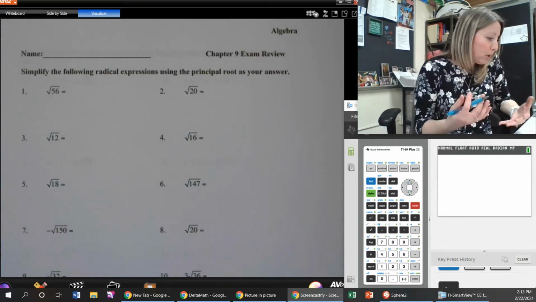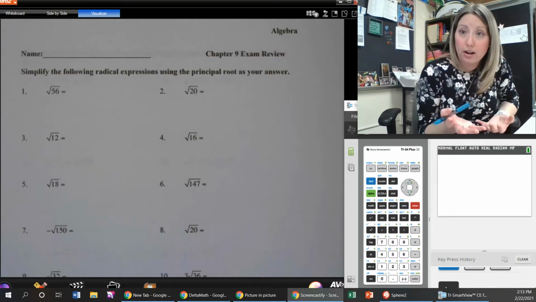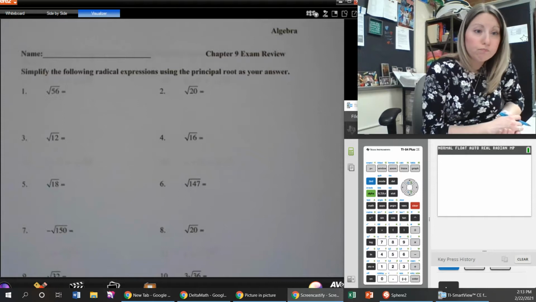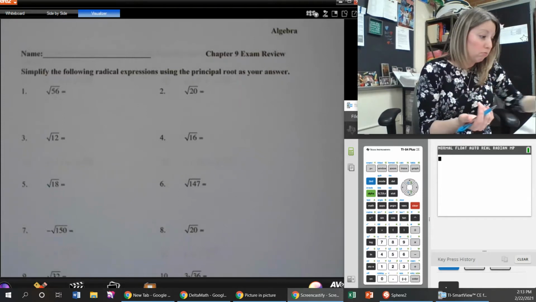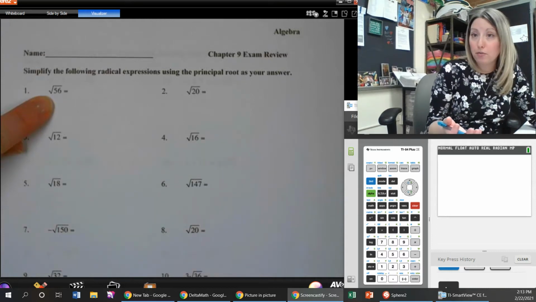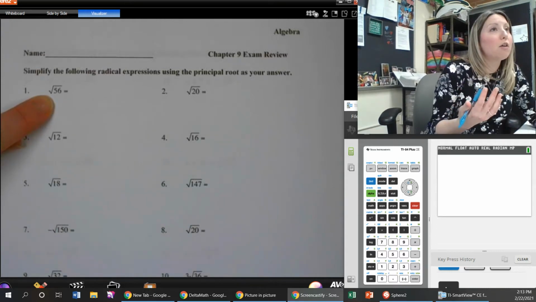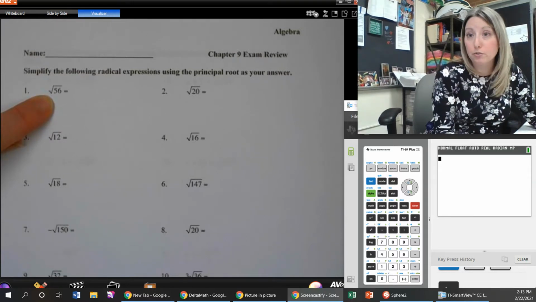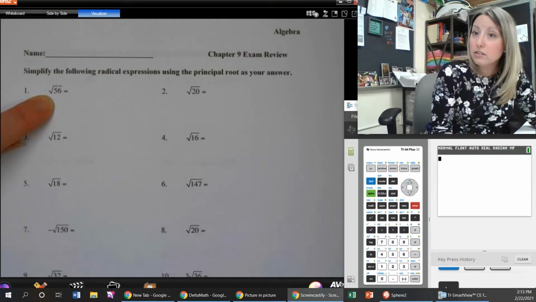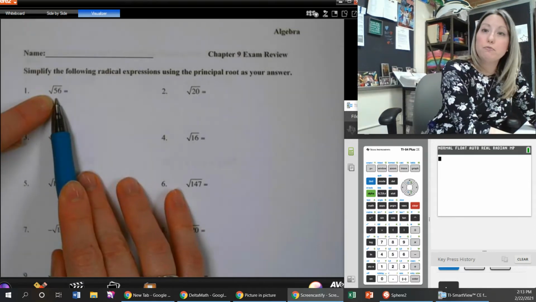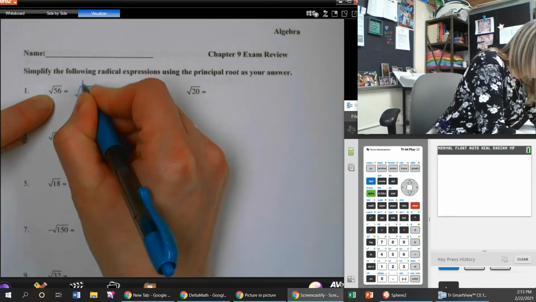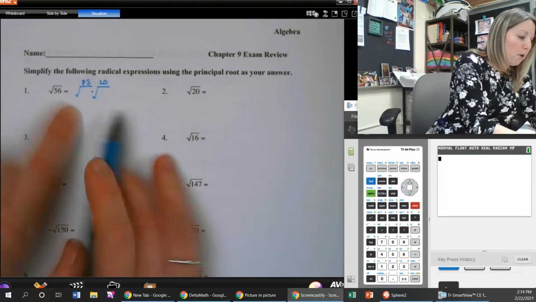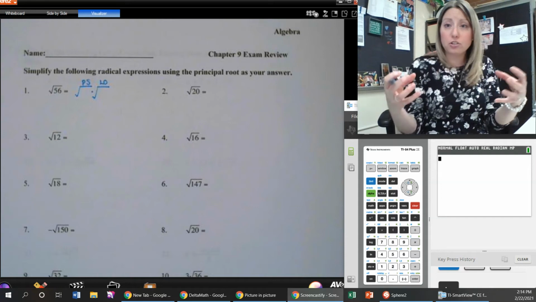So remember, in simplifying radical expressions, you look at the radicand, and the first thing you ask yourself is, is this radicand a perfect square? If your answer is no, like it is for number 1, 56 is not a perfect square. The second thing you ask yourself is, okay, is this radicand divisible by any perfect squares? And if the answer is yes, then you divide it into two radicals, the perfect square radical and the leftover radical. These radicals are still multiplied together, and you're factoring that radical.